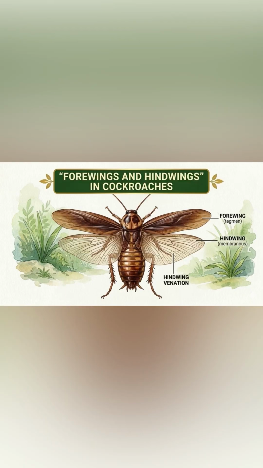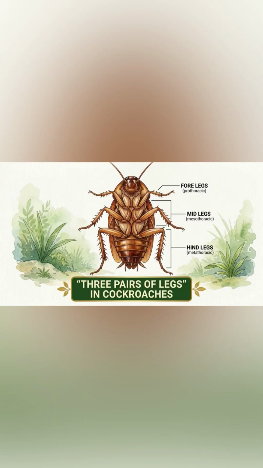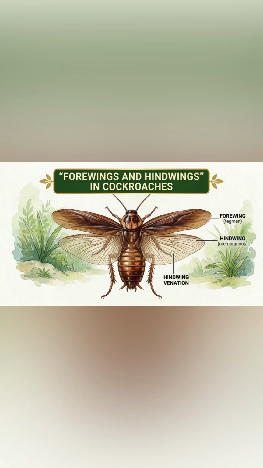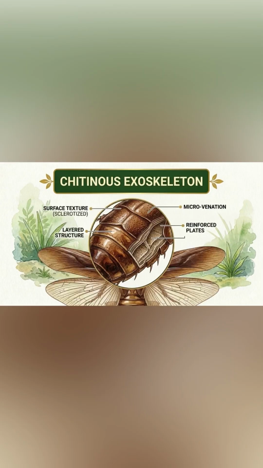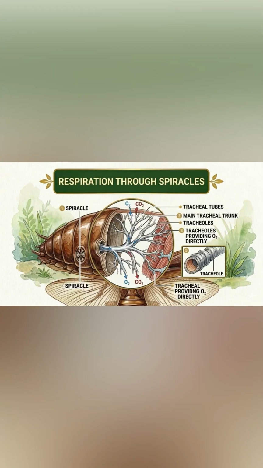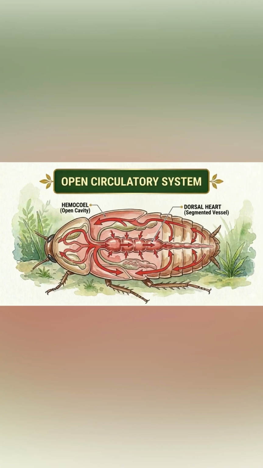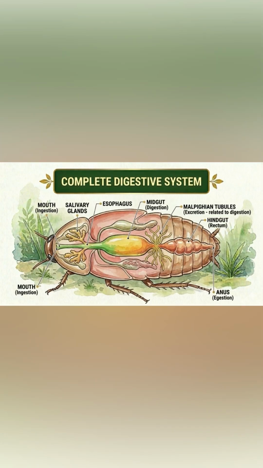Exoskeleton and organ systems. Visual 22 emphasizes the exoskeleton, which protects the body and prevents water loss. Visual 23 shows tracheal tubes, labeled respiration through spiracles, indicating direct oxygen diffusion to tissues. Visual 24 highlights the open circulatory system with hemolymph flowing freely in body cavities.